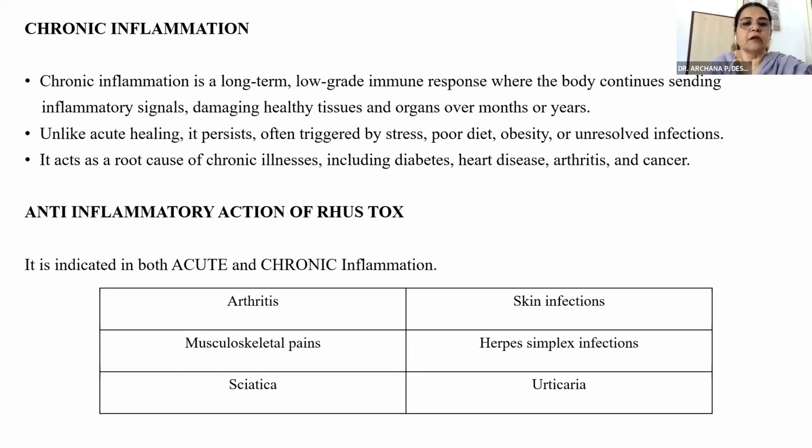So the anti-inflammatory action of Rhus Tox is in case of both acute as well as chronic inflammation. Acute, where the pain is not controlled or it is disturbing the day-to-day activities, therein we would use Rhus Tox. Or chronic inflammation, where it is disturbing the daily process. So in case of arthritis, musculoskeletal pain, sciatica, skin infections, herpes infections, urticaria, these are the areas where Rhus Tox is acting in a very good manner. Next slide, please.